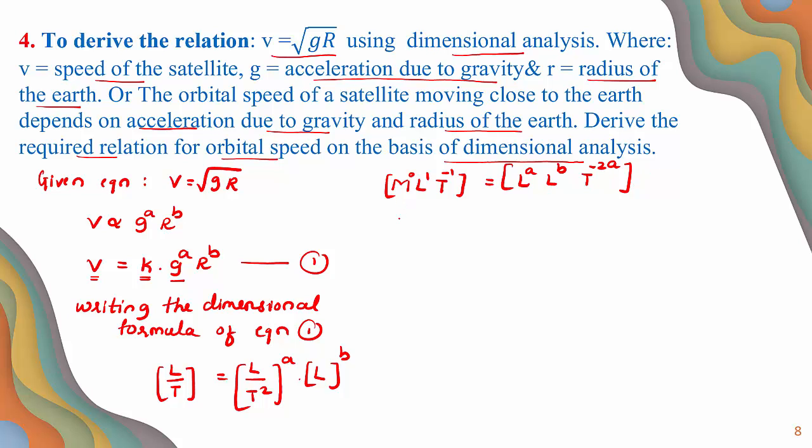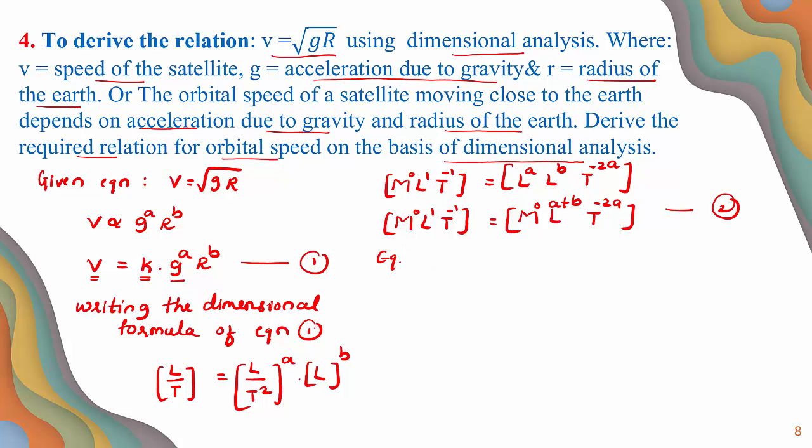Now, we can write this equation as M raised to 0, L raised to 1, T raised to minus 1 is equal to, here the term M is not there. So, we can write M raised to 0, L raised to, here A, B. Bases are same, power must be added. I can write L raised to A plus B, T raised to minus 2A. This is equation number 2. Now, this is second step.